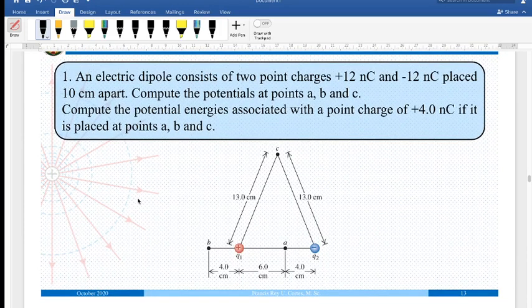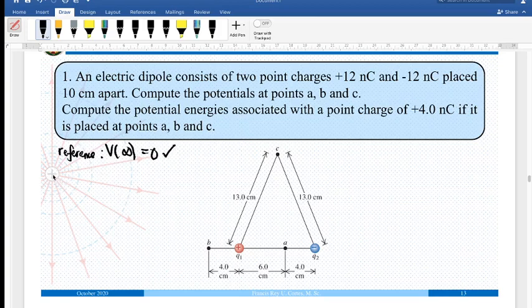So let's move on to this problem. An electric dipole consists of 2 point charges. We have a positive 12 nanocoulomb and a negative 12 nanocoulomb, placed 10 centimeters apart. Compute the potentials at points A, B, and C. So the potential at A, assuming the reference point is at infinity, so V at infinity is equal to 0. This is our reference point, since it was not specified, it is understood that this is your reference point.